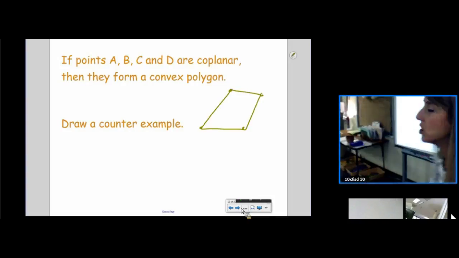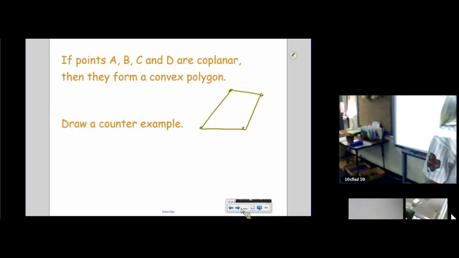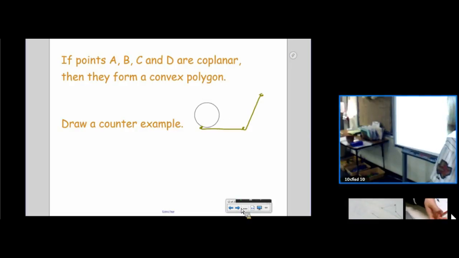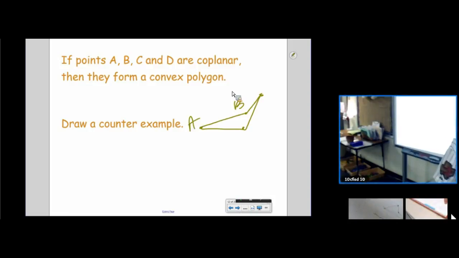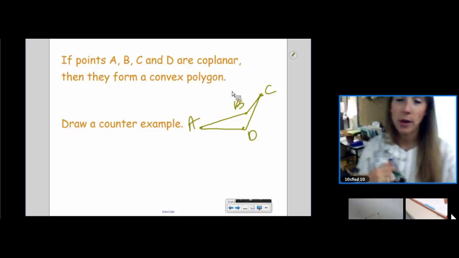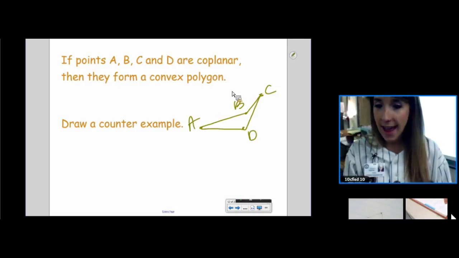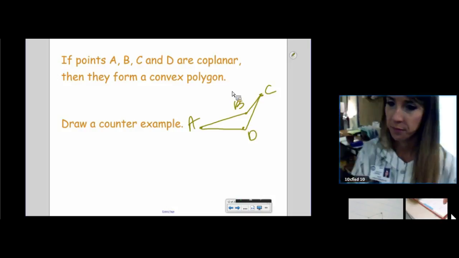So then you would need to adjust your picture to make sure that you found a counterexample if you really believed it was false. So I need to adjust my picture. I'm still only allowed to have 4 points, A, B, C, and D, but I needed to prove it wrong and draw a concave polygon, okay?